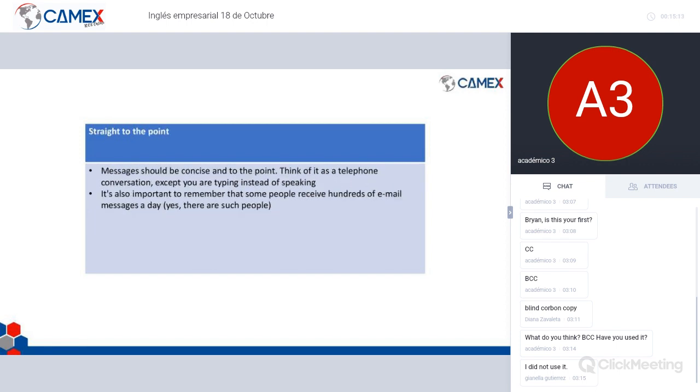The next one. The other thing about emails, and that's a concept that many people have, I guess, forgotten: the email should be short. The message should be short and concise, something like a telephone conversation. You're not going to have a 3 or 4 hour telephone conversation. So the message in the email has to be short and concise. You're not going to write a 2 or 3 or 4 page email. That's not the intention of the email. The intention of the email is to write something very short and very concise. It's not to write a long story.